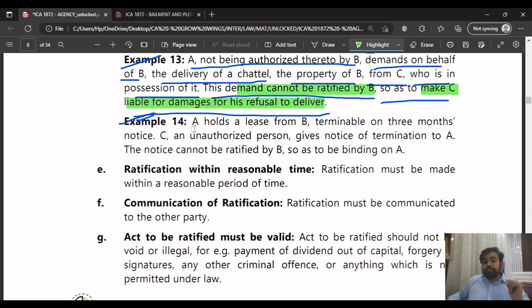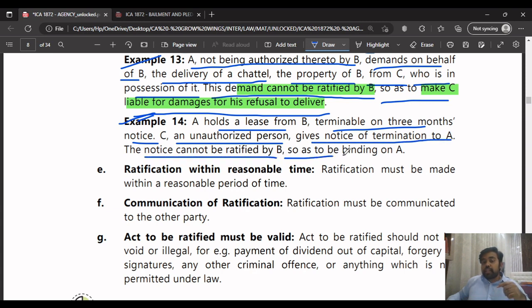Next, example 14: A holds a lease from B, terminable on 3 months notice. C, an unauthorized person, gives notice of termination to A. Notice cannot be ratified by B so as to be binding on A. This example is very easy. You can understand. A holds a lease from B, terminable on 3 months notice, means 3 months notice should be given for termination of that lease. C, an unauthorized person, a stranger, gives notice of termination to A.